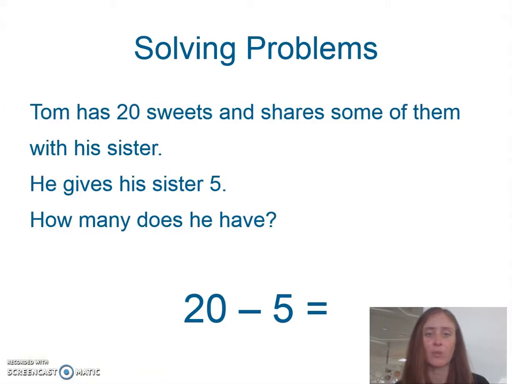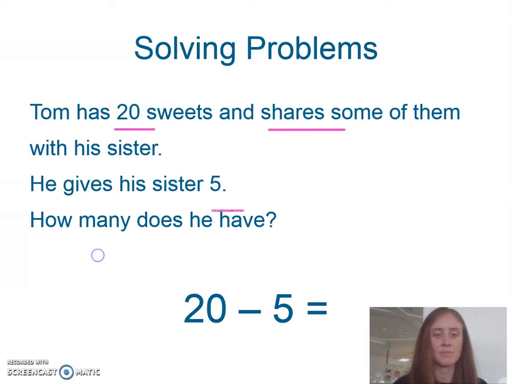If we go back to our problem, we've read it. I want to underline what I think is important. So I know that Tom had 20 sweets to begin with, and I know that he is giving 5 away. If he's giving 5 away, I know that it's a subtraction. So my question is 20 subtract 5, giving me the answer 15.